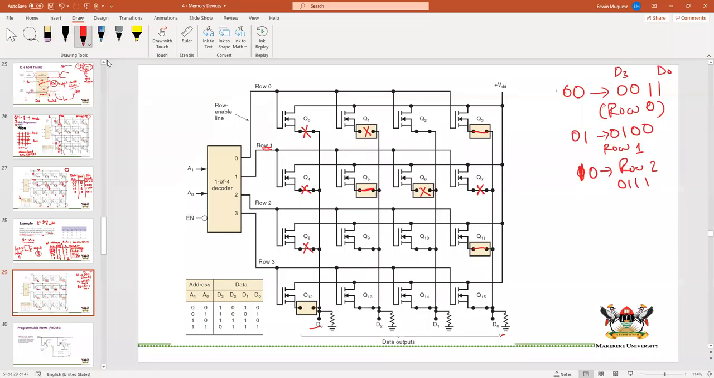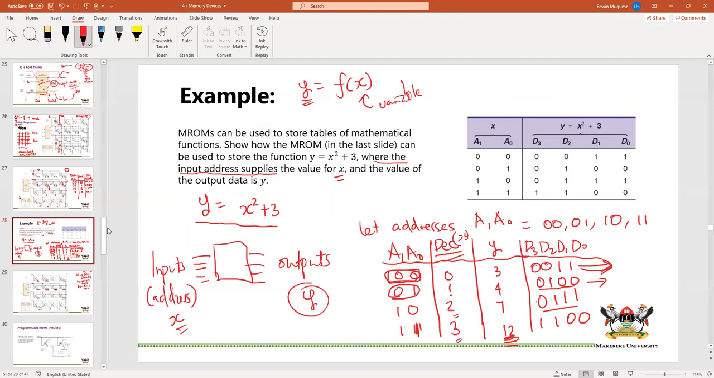But the catch is that every time I have programmed this, every time I use it, I know what to expect because it doesn't change. And so this is the information that has been burned into the ROM, and it will always be the information that is burned in the ROM.